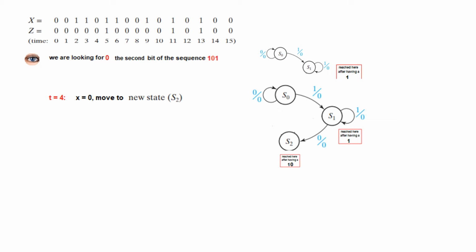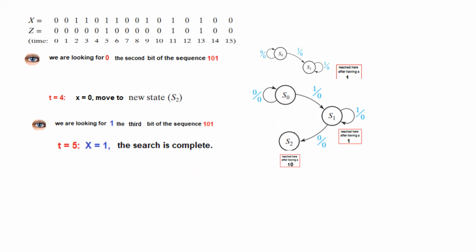Now we have reached here after we have got 1, 0. Now we are looking for a 1, 1, 0 we have got. Now we are looking for the third bit, that is the 1. And at T5 you can see we have got a 1, input 1, and therefore the search is complete now. 1, 0, 1 we have found. Now what do we do from here? Where do we go?